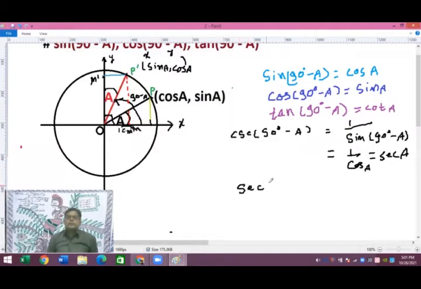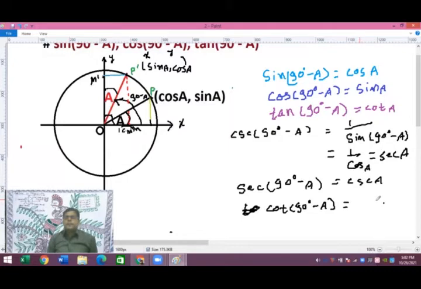Similarly, sec(90° − A) will be equal to cosec A, and cot(90° − A) will be equal to tan A.